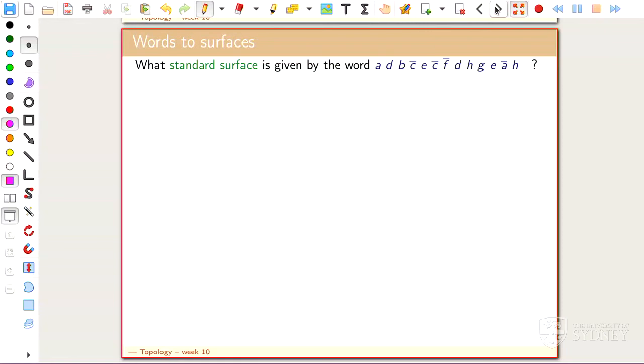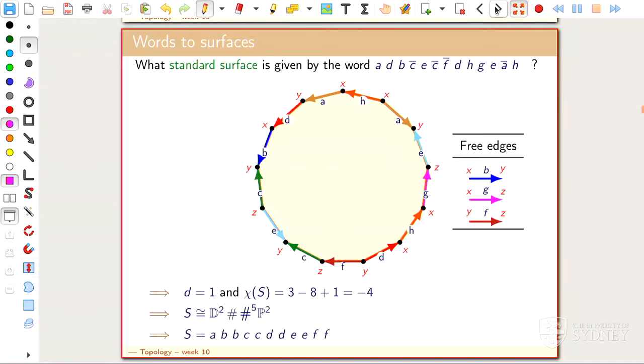And now comes the game, and we will just play it. So I could ask some question like this: what standard surface is given by the following word? Okay, AD, whatever. You can read it up here. And the first thing we do is we just draw it. And now we do this very slowly together. So we just draw it. I hope I haven't messed up, so let's check.